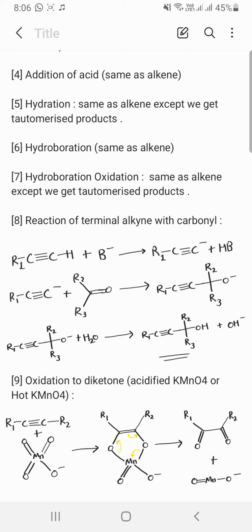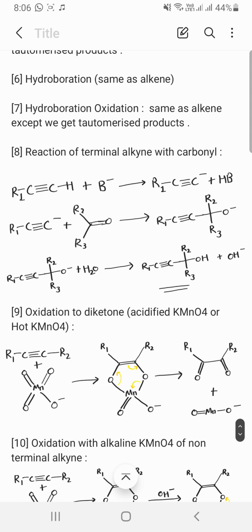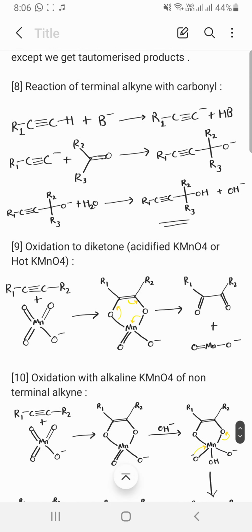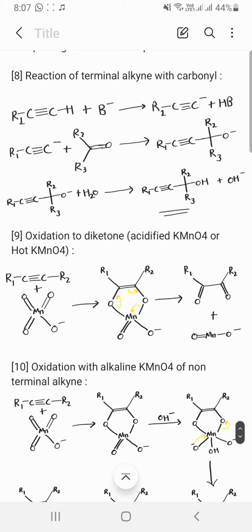Fine. So reaction of terminal alkyne with carbonyl. Okay, this thing. Yeah, it's not complicated at all. It definitely can happen. It's just nucleophilic addition on the carbonyl group. Not acyl, right? Acyl is different. Whatever.